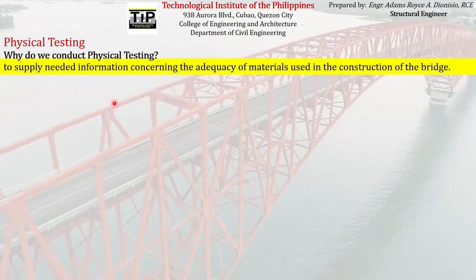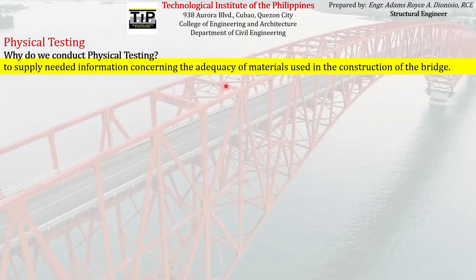We need to conduct physical testing to supply needed information concerning the adequacy of materials used in the construction of the bridge. That's the main purpose of physical testing, to have knowledge on the strength of the materials that are being used in the construction of a bridge project. That's the main reason why we conduct physical testing.